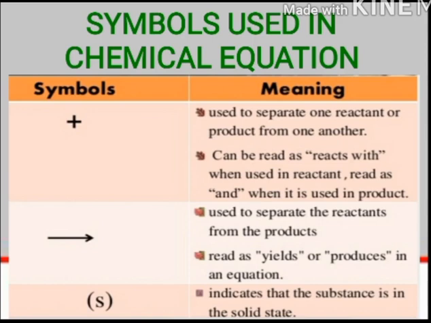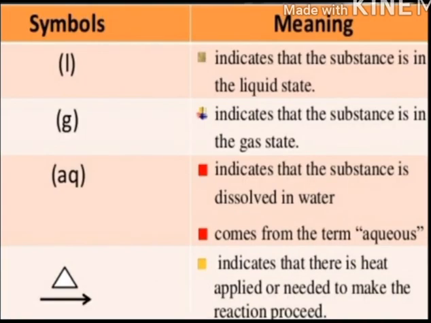Third, a symbol of S indicates that the substance is in the solid state, L shows that the substance is in the liquid state, and G shows that the substance is in the gas state. AQ stands for aqueous. It indicates the substance is dissolved in water. Next and the last is the arrow on which the triangle symbol is placed, which indicates that heat is applied or required to make the reaction proceed.